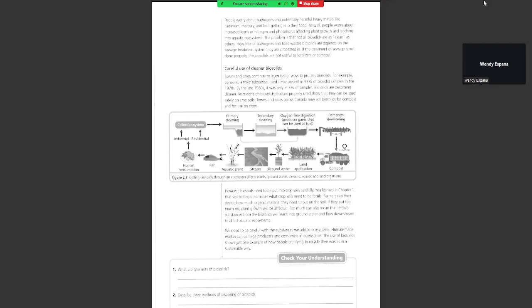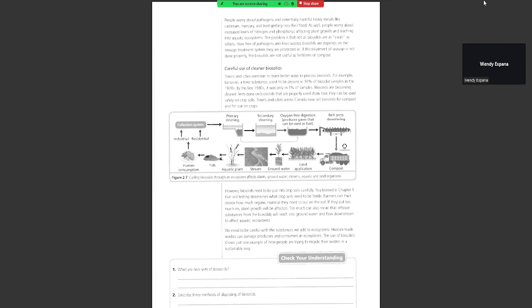If you look there on page 34, figure 2.7, it shows a really great example of collecting the human waste. So you'll see humans consume fish. Fish consume aquatic plants. Aquatic plants grow in streams. The water from the stream comes from groundwater, and the groundwater comes from the land where the plants were growing. And you can see that compost was used to put on the crops. A belt press dewatering process has taken the biosolids and processed them.